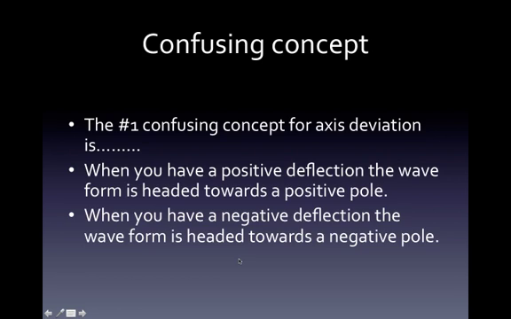Confusing concept. Everything that you see on the EKG, if it's above the isoelectric line, was headed towards a positive pole or away from a negative pole. This is called vectoring. Anything below the isoelectric line was headed towards a negative pole or away from a positive pole.